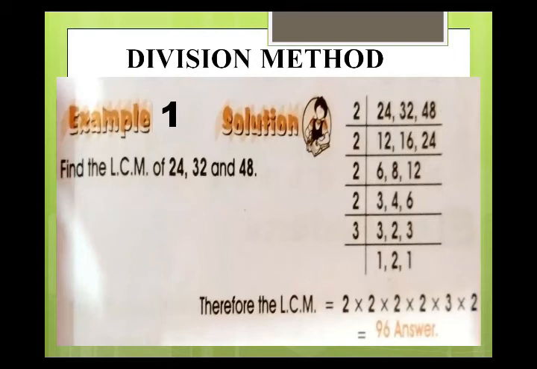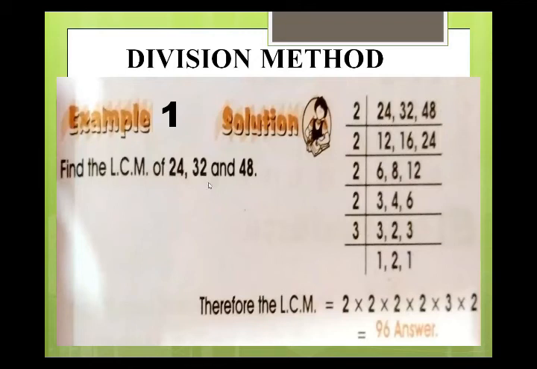Open your book, page number 27, and see the exercise, example 3. In your book, you see that this example 3 is related to the division method. If you understand how you can find the LCM by the factor method, then you will easily understand how you can find the LCM by using the division method.